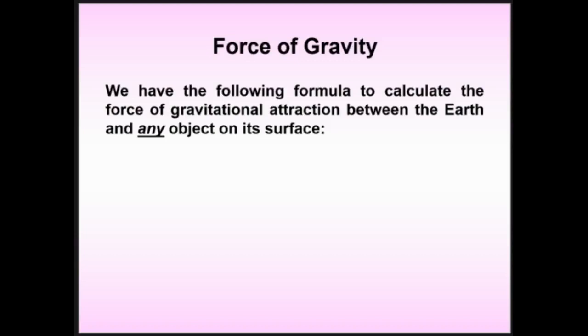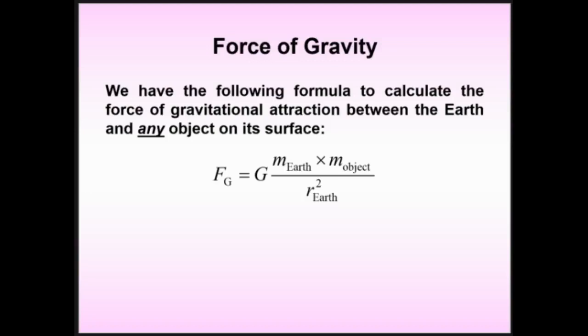So look at this. We have the following formula to calculate the force of gravity of any object as long as it's on the surface of what planet? The Earth. Does that make sense? See, G is universal, so it doesn't have a subscript. Mass is only for the mass of what? Earth. Mass of what? Object, which is U. And then R means radius of what? Earth squared. Okay.